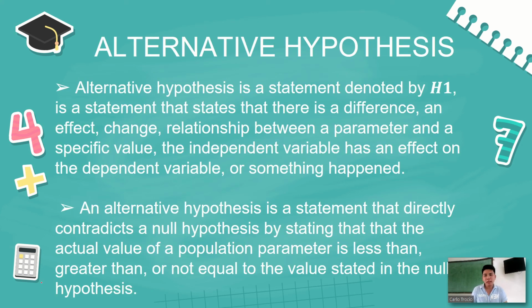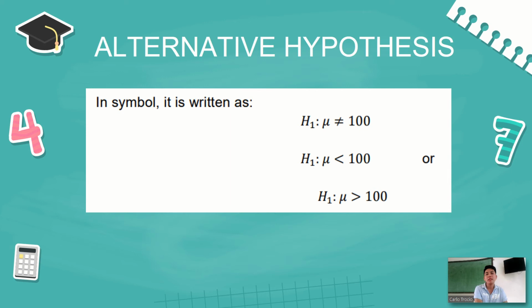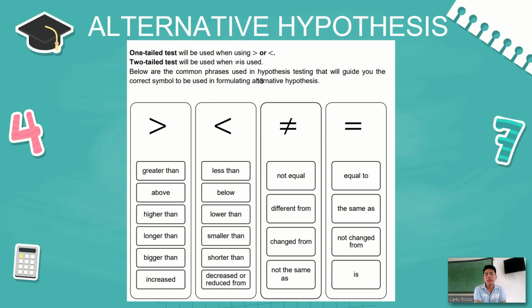Okay, so that's it. An alternative hypothesis again is a statement that directly contradicts a null hypothesis by stating that the actual value of a population parameter is less than, greater than, or not equal to the value stated in the null hypothesis. It is written in the symbol H1. Okay, H1 is for alternative hypothesis. Sometimes the null is that the mean is 100, and the alternative hypothesis is not equal to 100, less than 100, or greater than 100. These are the important things that you need to understand first before we proceed to more computations.